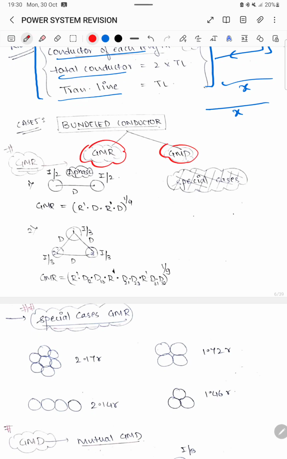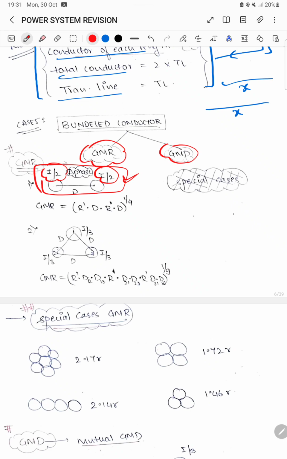GMR means self. Suppose this is the current, this is the bundle. Now how will you identify it? You might think you have seen a similar thing in single phase 2 wire, and again in the bundle the same thing has appeared, but I want to focus you here. The current is getting divided. The current direction is not changing. It's not the same magnitude current with a different direction, incoming and outgoing. It's the same current getting divided, and that's how you can identify it as a bundled conductor.